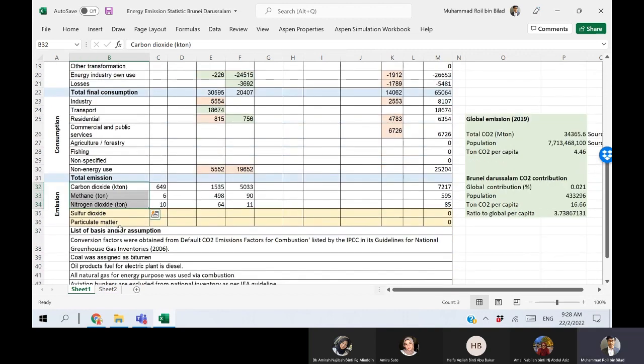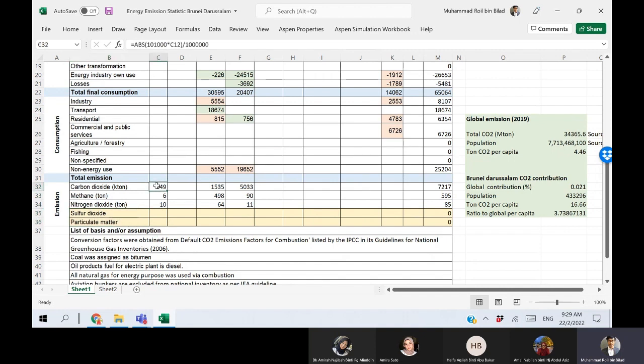Sulfur dioxide and particulate matter, although they are also important for air pollution, I don't find where I can get the conversion. You see, when we learn about pollution, we use other books. When we learn how to calculate the emission, we refer to other books. So for these two, up to this point, I cannot find where we can get a conversion. Okay, so now we go for conversion.